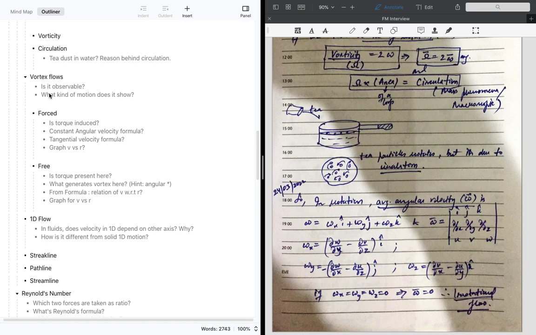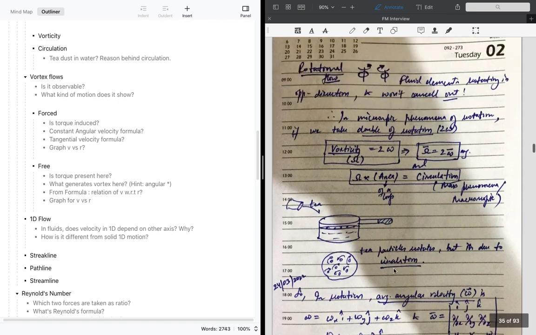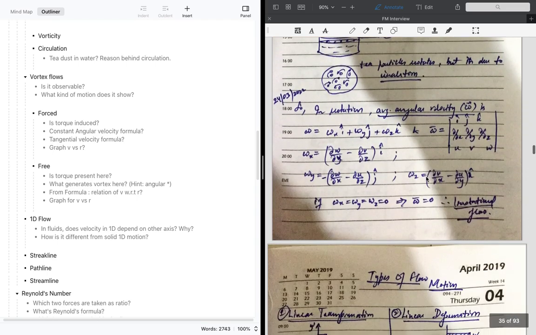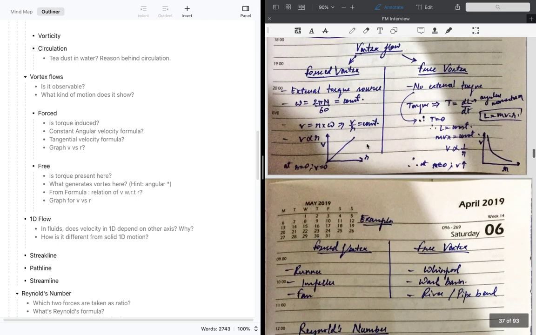So next one is the vortex flow. Is it observable? What kind of motion does it show? Let's see. Vortex flow is basically a macroscopic phenomenon. It can be observed by naked eyes, and it's a bulk or mass phenomenon. It rotates in a curved path. So this motion is nothing but a vortex, a curl, a measure of the fluid.